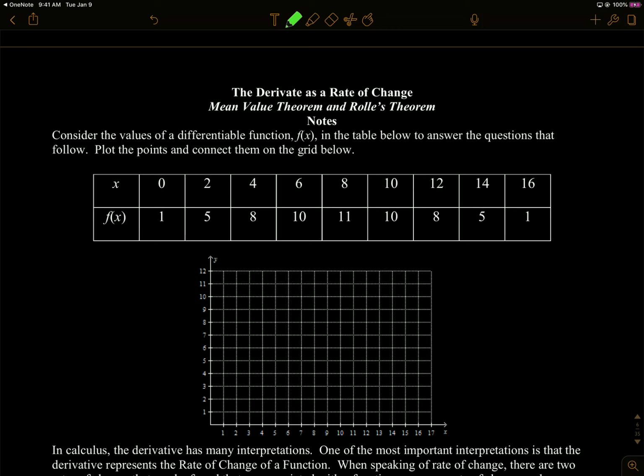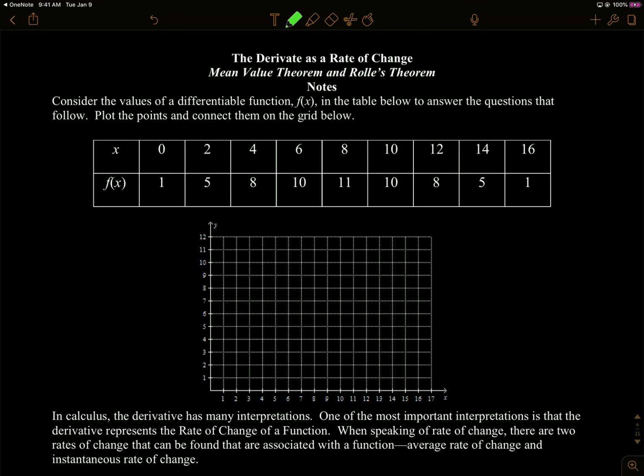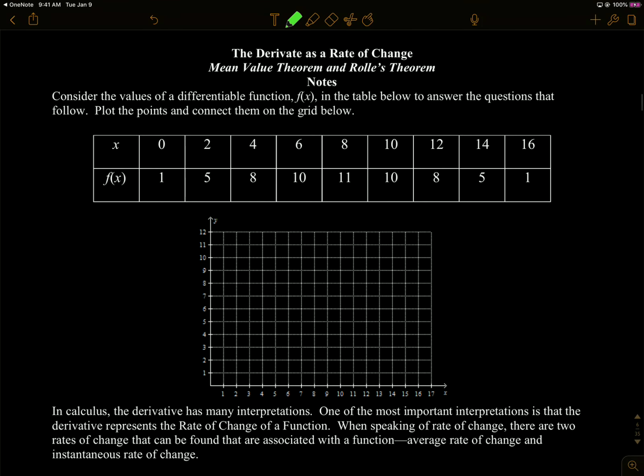Okay. Now we're going to think about our derivative as a rate of change. And we're going to look at two other existence theorems here. So consider the values of a differentiable function. The key here is going to be that the function's continuous and differentiable.